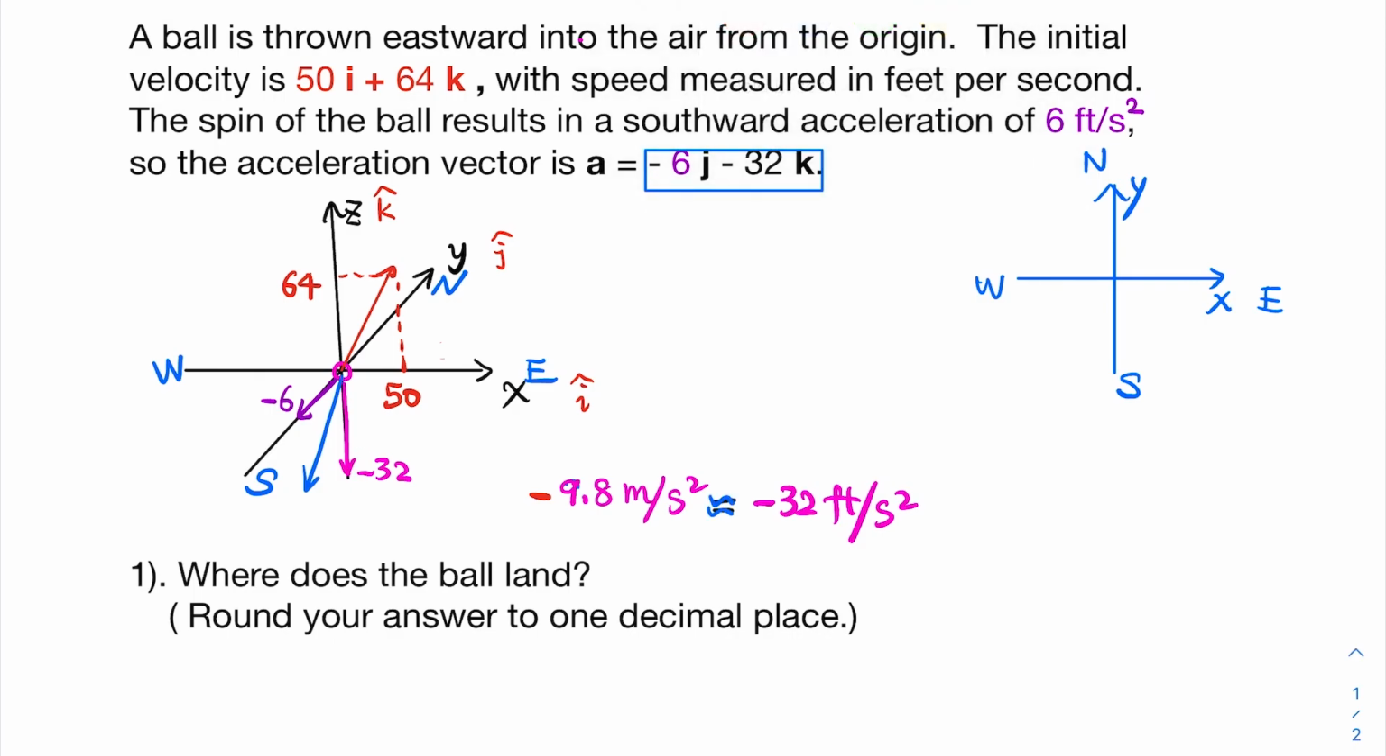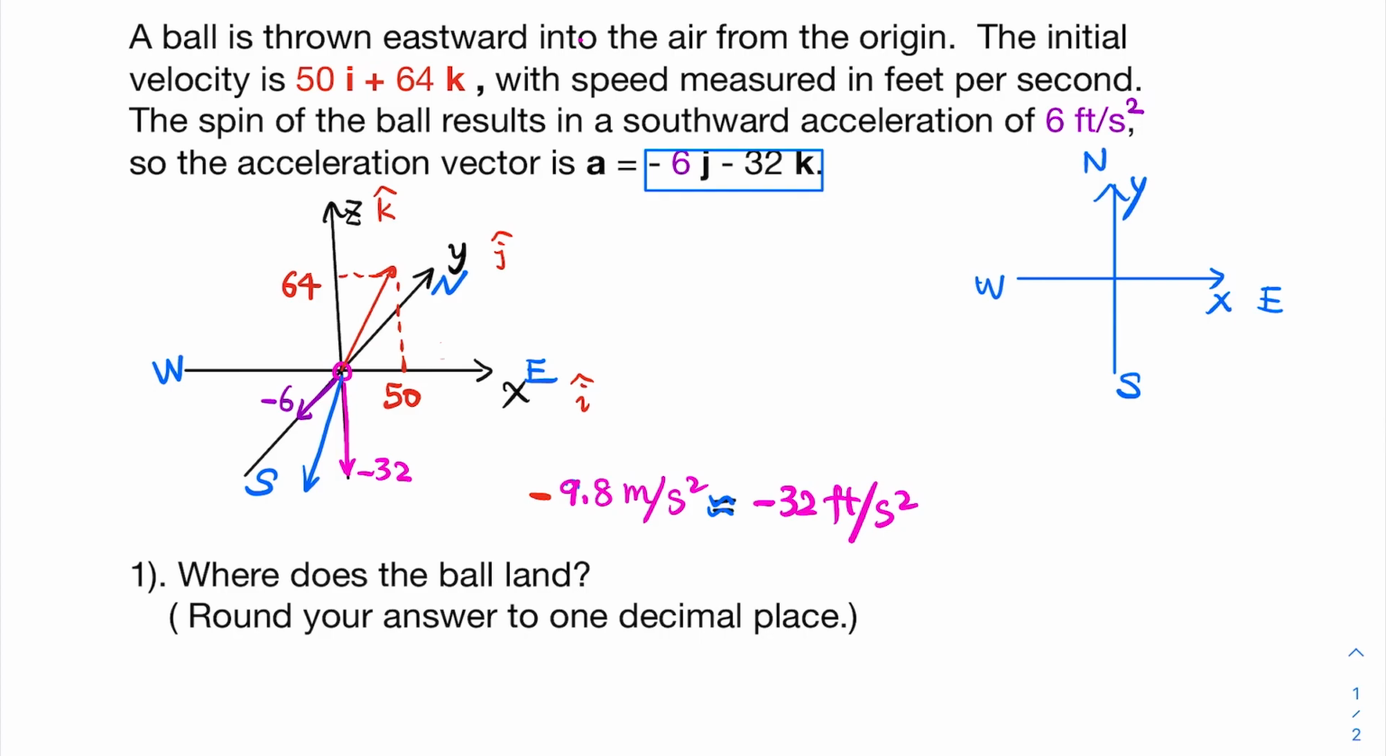What are we looking for? We're looking for where the ball lands. So imagine the ball over here, and because the acceleration is going this way, it's going to go toward it this way. And we want to know where it lands. Maybe somewhere over here, right? Okay, because the acceleration is pointed this way and going down.